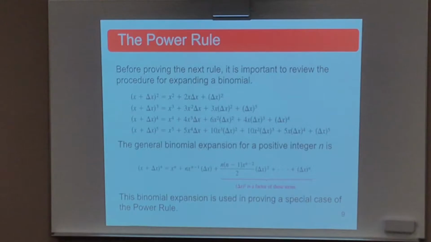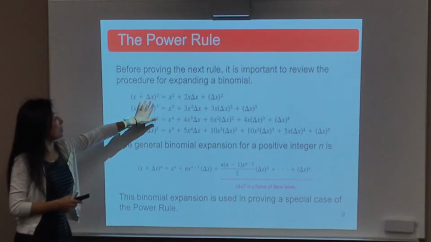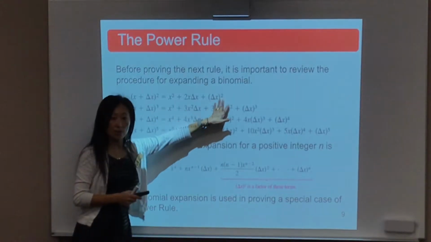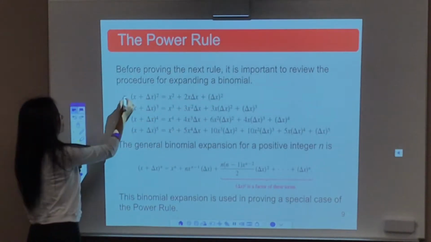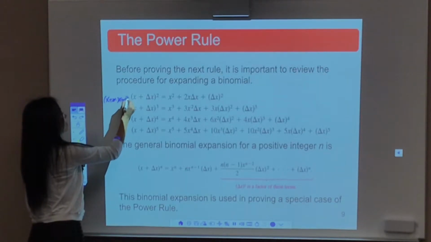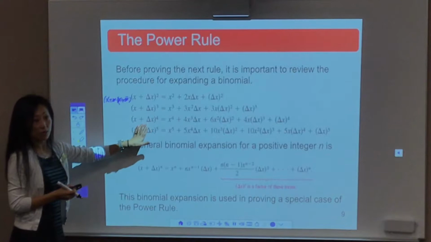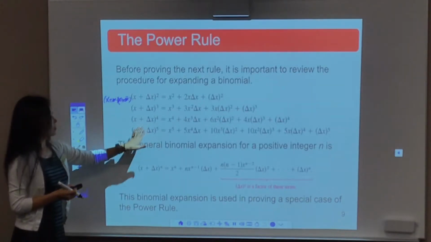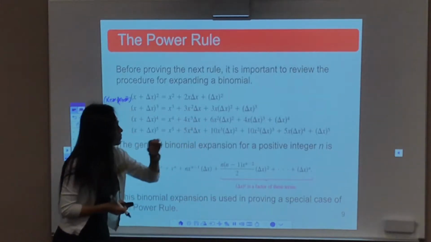Before proving the next rule, it is important to review the procedure for expanding binomials. So when you expand this, does everybody agree that's what you get? Okay, remember this one, this is the same as what? Same thing. Right? This means what? 3 of the same thing, this means what? 4 of the binomials, this means what? 5 of the same binomials. So when you expand it, that's what you get.